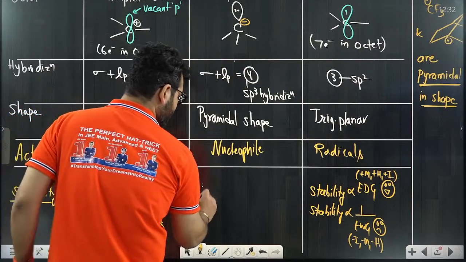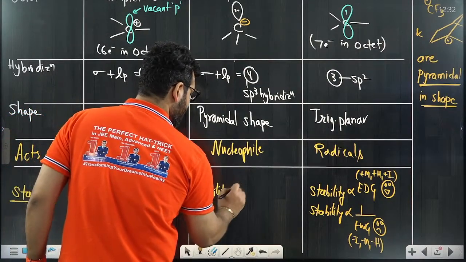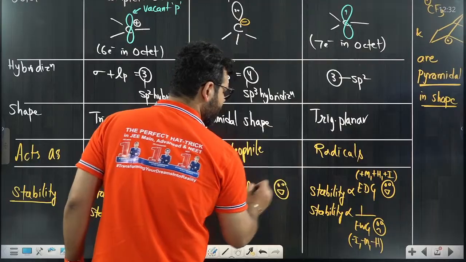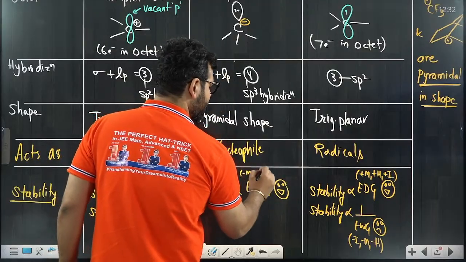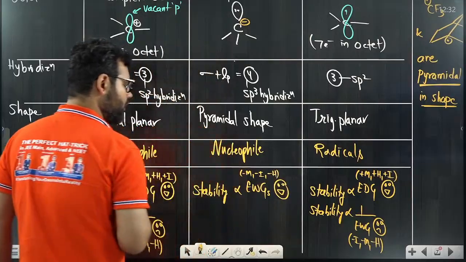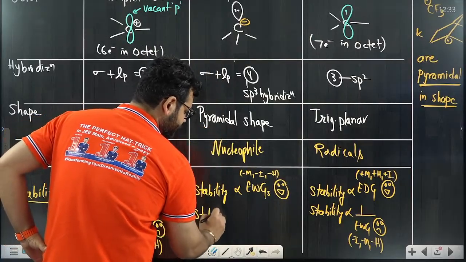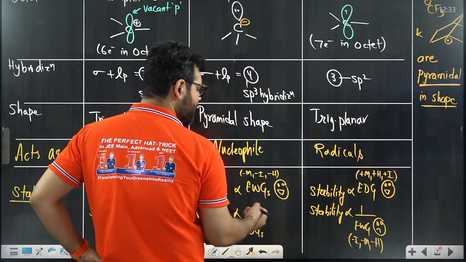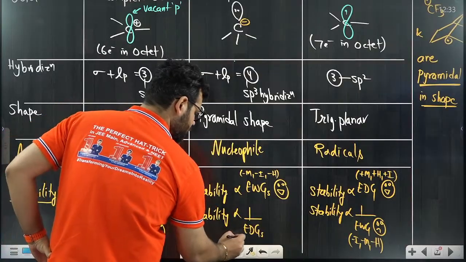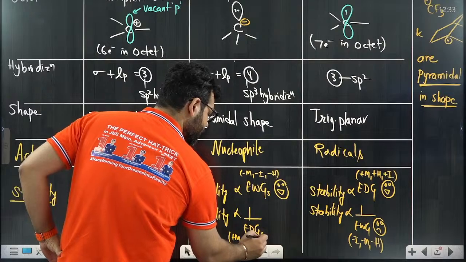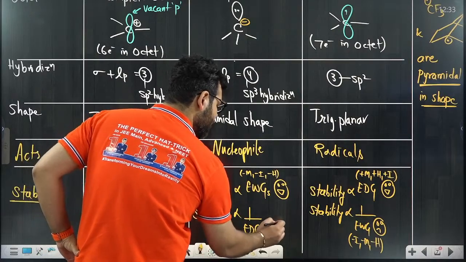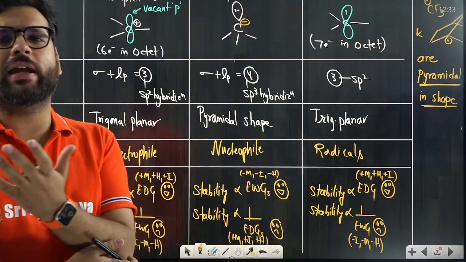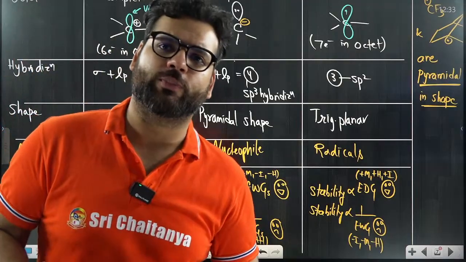So here stability is directly proportional to electron withdrawing groups. Electron withdrawing groups will make it happy, which is minus M, minus I, and minus H. Whereas stability is inversely proportional to electron donating groups, which is plus M, plus I, plus H. They will make it sad.